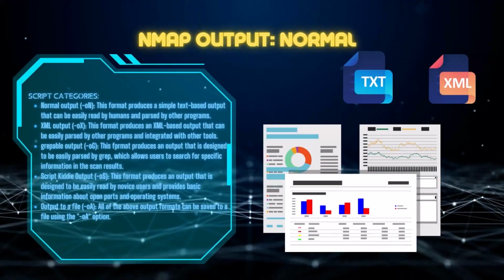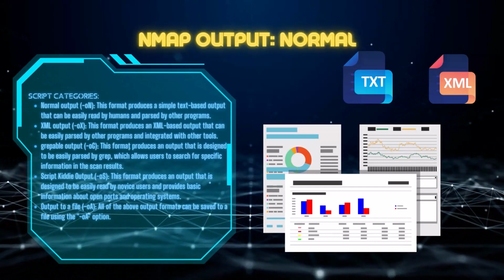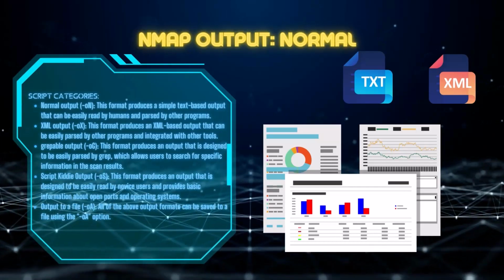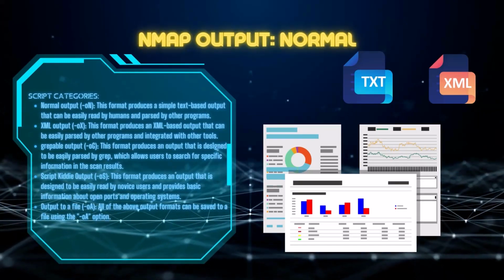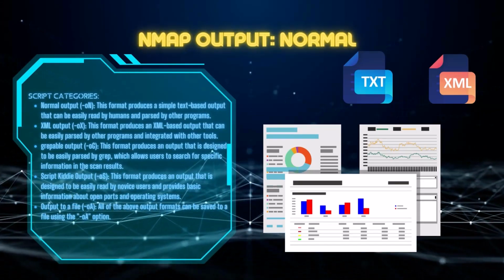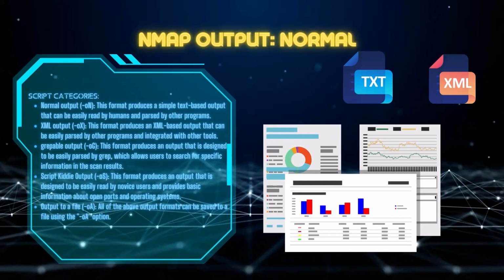Normal output, -oN, is similar to interactive output but is intended for analysis after the scan is complete. It is written to a file specified by the user and does not include unnecessary messages such as completion time estimates and open port alerts. The output also includes the Nmap command line used and the execution time and date on the first line.